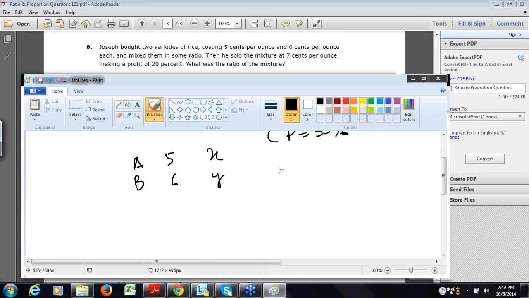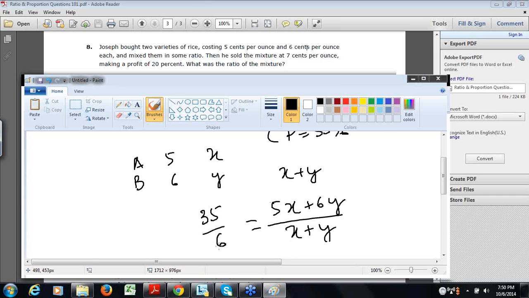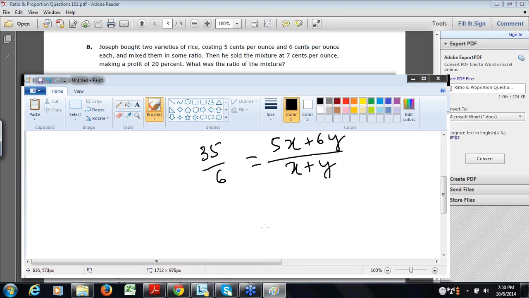So the total quantity will be x plus y. And what will be the total value of it? 5x plus 6y. So 5x plus 6y upon x plus y is equal to 35 by 6. Because this is the total price and this is the total quantity, the unit price we have found out and we have equated the unit price.